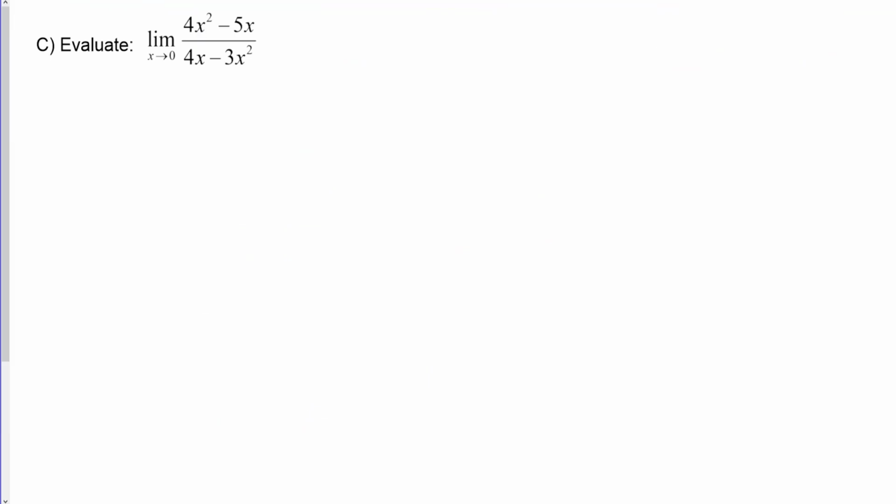So let's evaluate the limit as x goes to 0 of 4x squared minus 5x over 4x minus 3x squared. Now, it should be obvious that if you plug in 0, you're going to get the form 0 over 0, because all the x terms would disappear. So we're going to evaluate this limit using L'Hopital's rule.